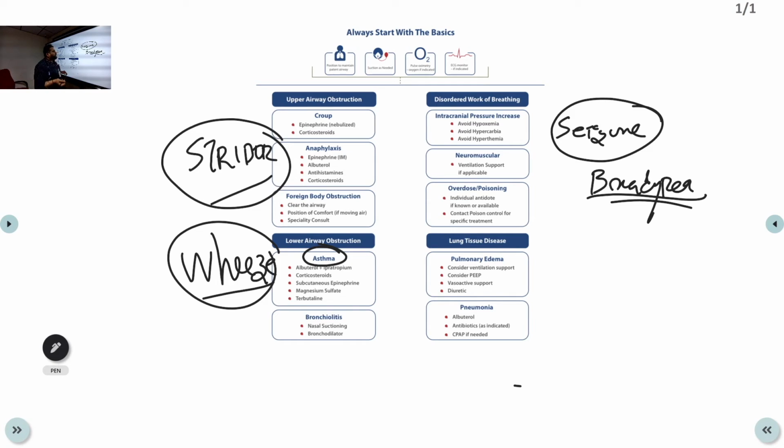So what you have to do in raised ICP? You have to decrease the intracranial pressure, and you have to prevent secondary brain damage. We have already discussed this. Avoid hypoxia, avoid hypercarbia, and avoid hypothermia. So yeah, all these things you need to avoid.